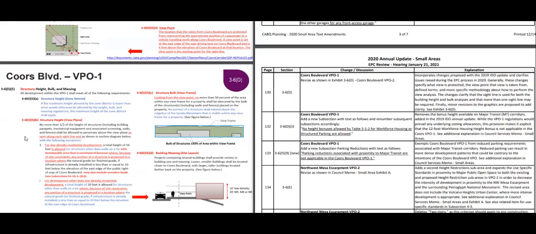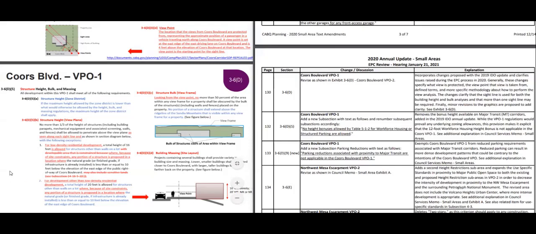So this rule reads, no more than 1/3 of the height of structures, including building parapets, mechanical equipment, and associated screening, walls, and fences, shall be allowed to penetrate above the view plane as seen along each sight line and as shown in the section diagram below, with the following exceptions. So that's this diagram right here.